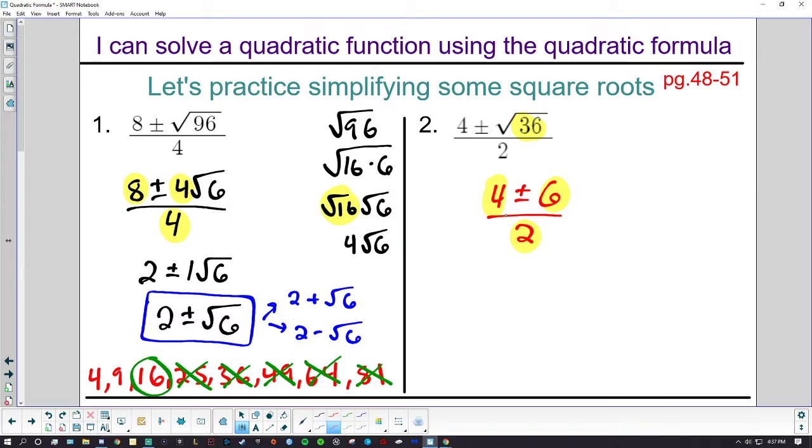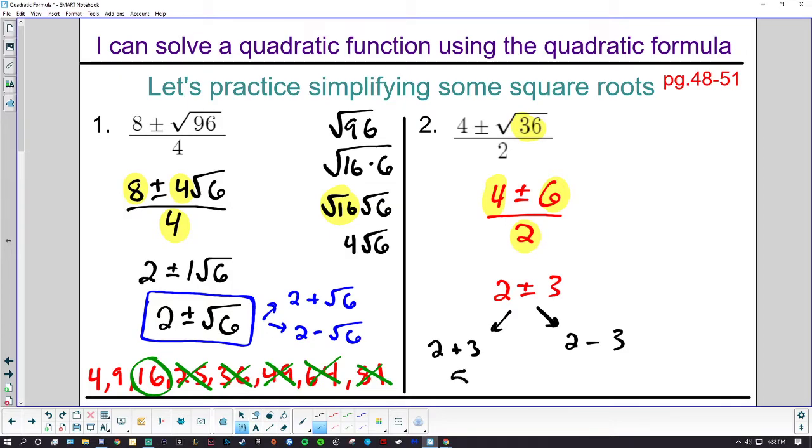I know that 4 divided by 2 is 2. I know 6 divided by 2 is 3. And I know 2 divided by 2 is 1. Like we said before, if there's a 1 in the bottom of our fraction, we don't even need it. And we have 2 plus or minus 3. But we can go farther because this is the same thing as 2 plus 3 and 2 minus 3, which is simple math.